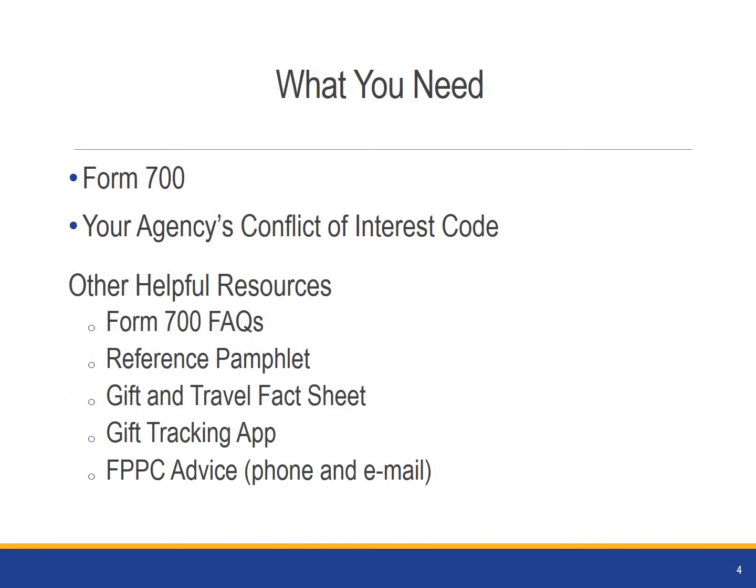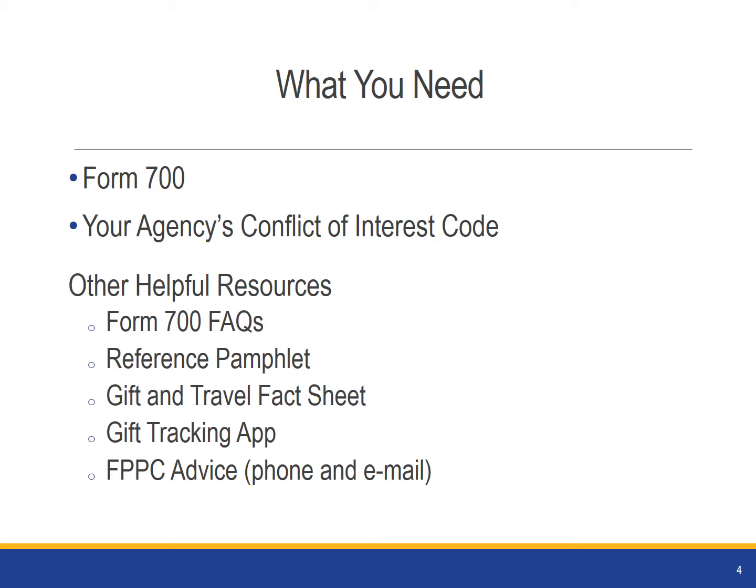To complete the Form 700, there are two items you should have. The first is the Form 700, the second is your agency's Conflict of Interest Code. You may print a hard copy of the Form 700 from FPPC's website. If you file electronically, you will not need a hard copy, but you will need to access the system. If you do not have your ID and password for the system, please contact your filing officer. This is the person who asked you to complete the Form 700, whose roles and responsibilities we will discuss later.